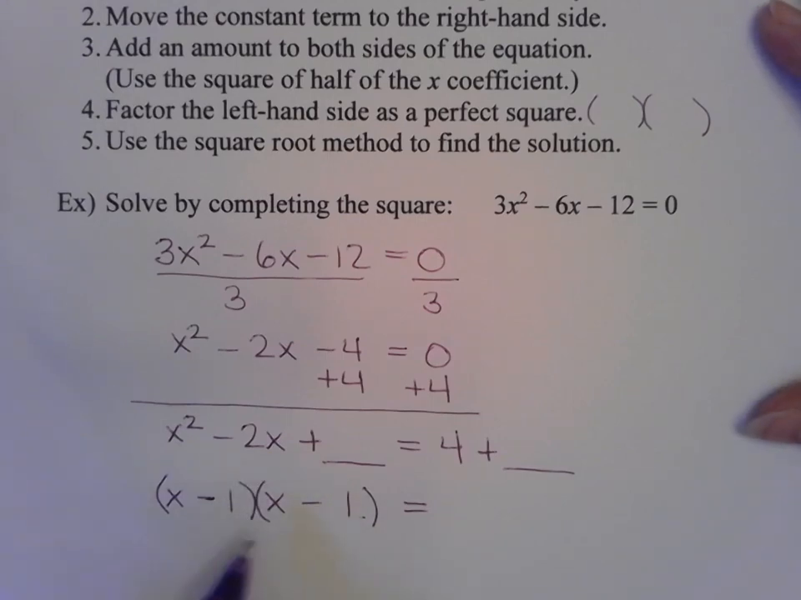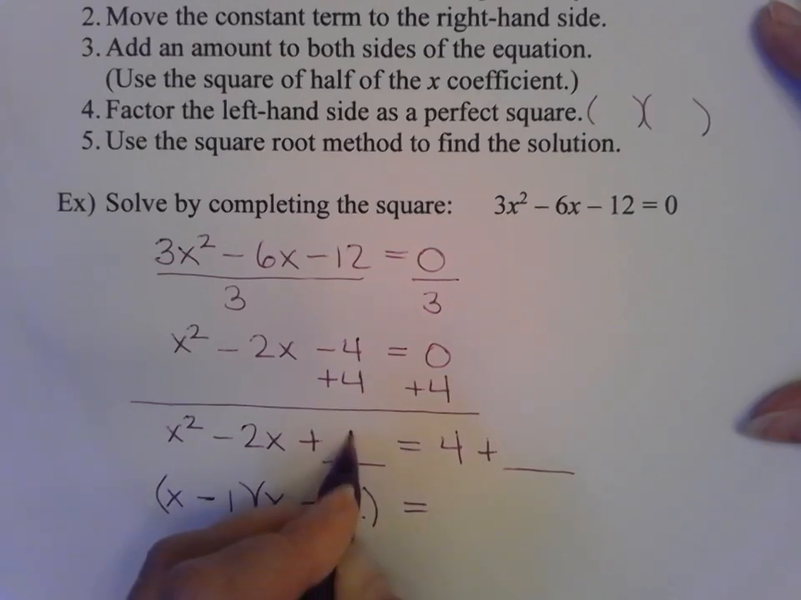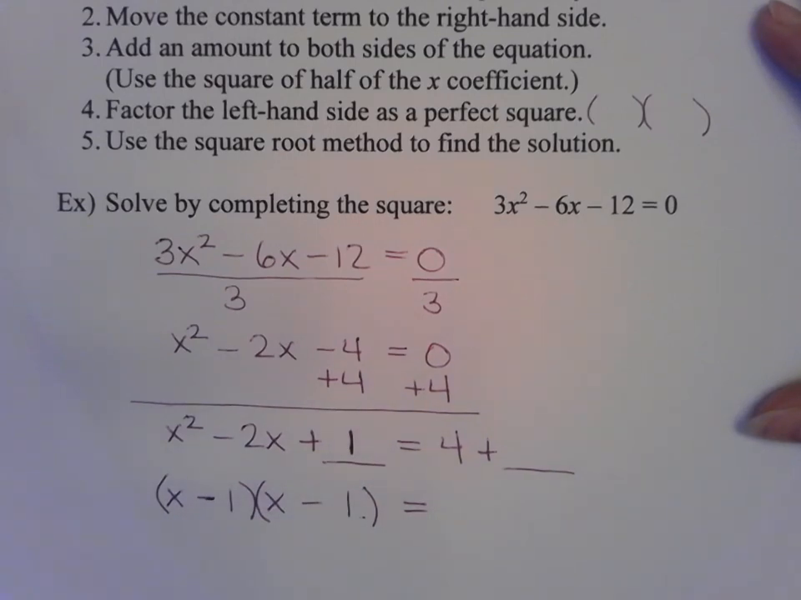All right, so now that we have that lined up, then the FOIL part, right? We've FOILed everything except the last times the last. So -1 times -1 would be +1, and that's the magic number that we want to put in this blank. So you could use the factoring to figure out that number.